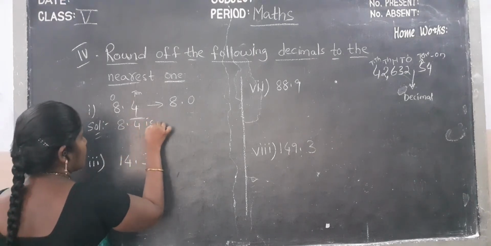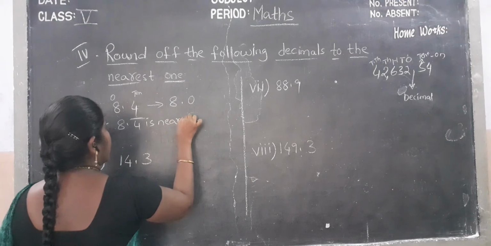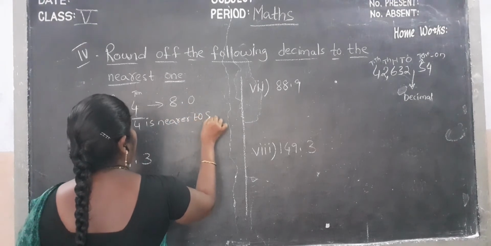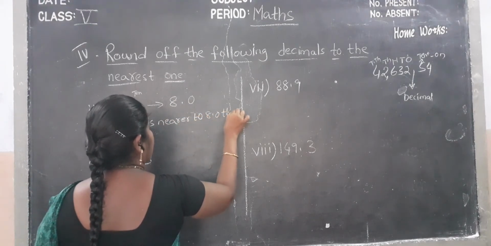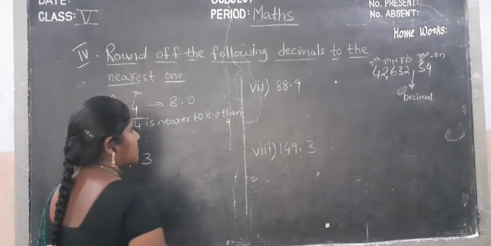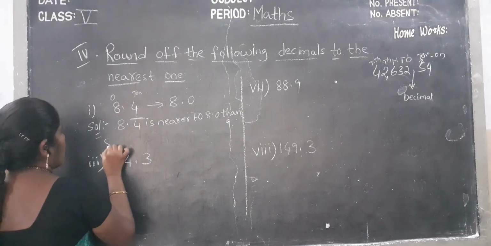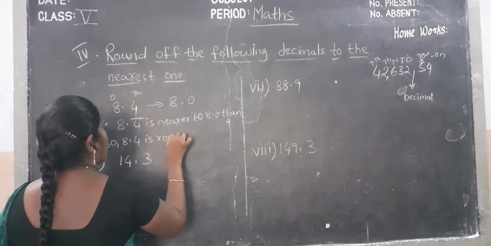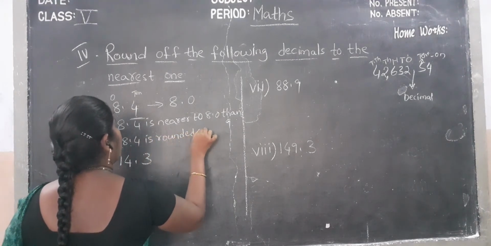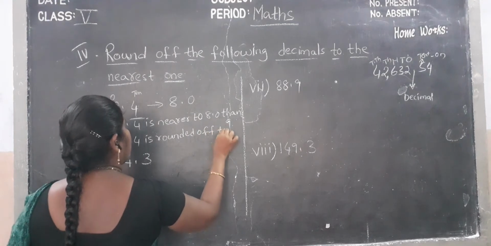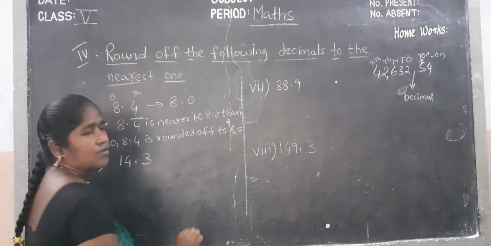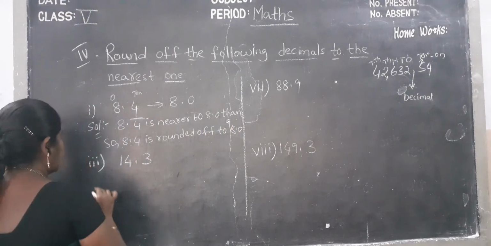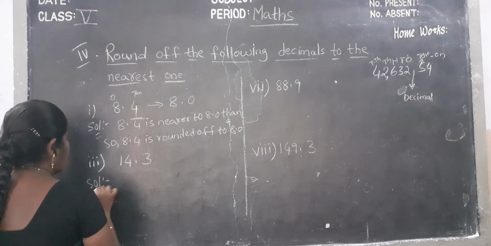So how to write, children? 8.4 is nearer to 8.0 than 9. What is that, children? Than 9. So 8.4 is rounded off to 8.0. Okay children.